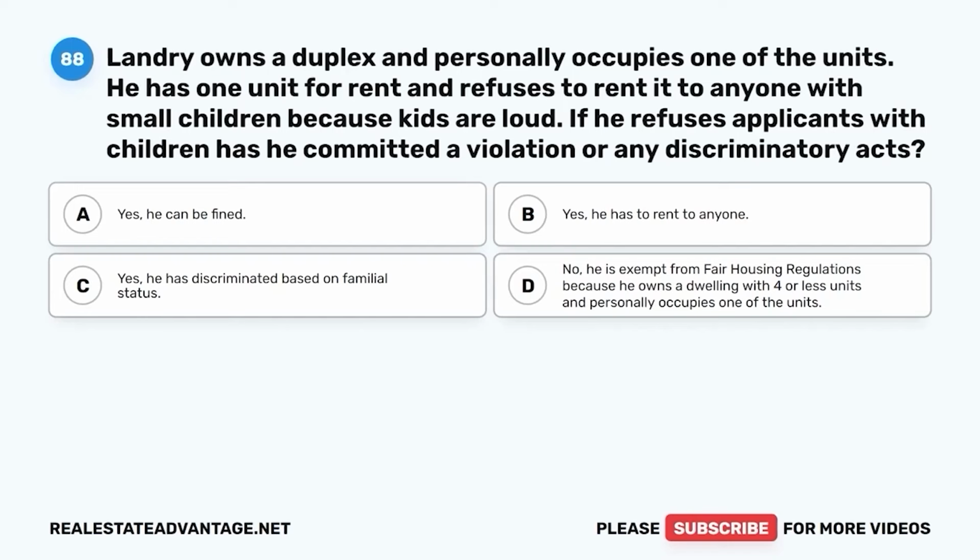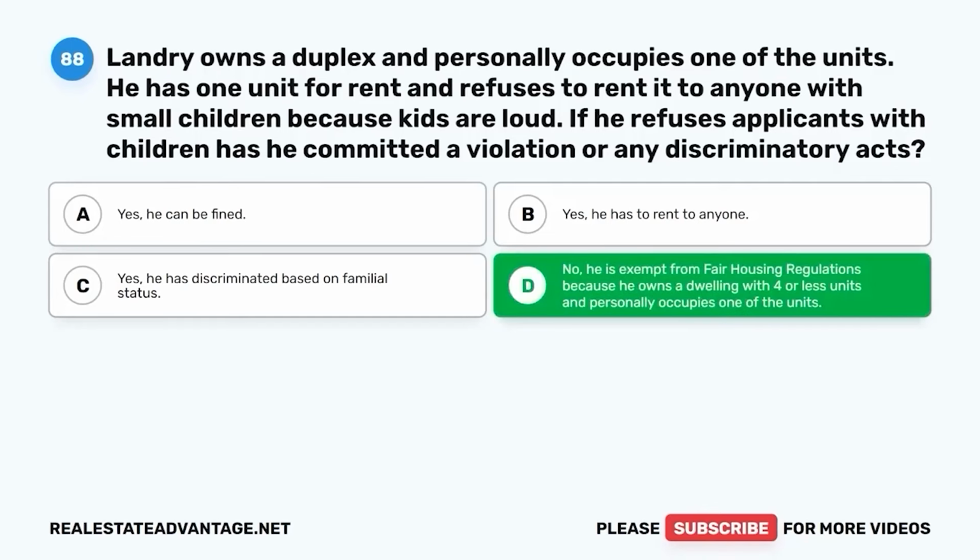If he refuses applicants with children, has he committed a violation or any discriminatory acts? A. Yes, he can be fined. B. Yes, he has to rent to anyone. C. Yes, he has discriminated based on familial status. D. No, he is exempt from fair housing regulations because he owns a dwelling with 4 or less units and personally occupies one of the units.